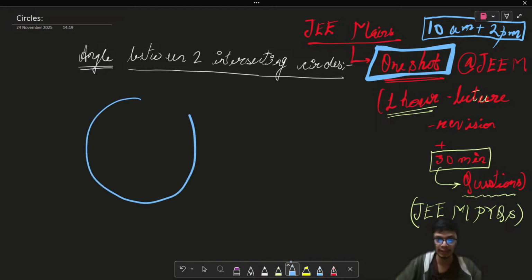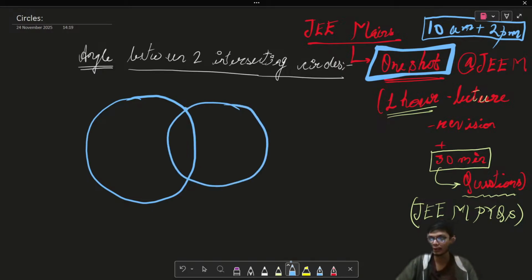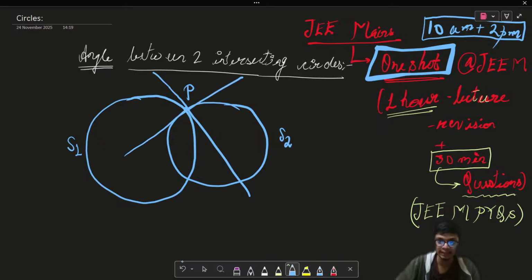So what I mean by two intersecting circles: let us say I have one circle and another circle which is intersecting like this. At this point of intersection, let us call this point P. Let us call the first circle S1 and the second circle S2. I will draw a tangent at point P to the first circle, something like this, and I will also draw a tangent to the second circle, something like this.